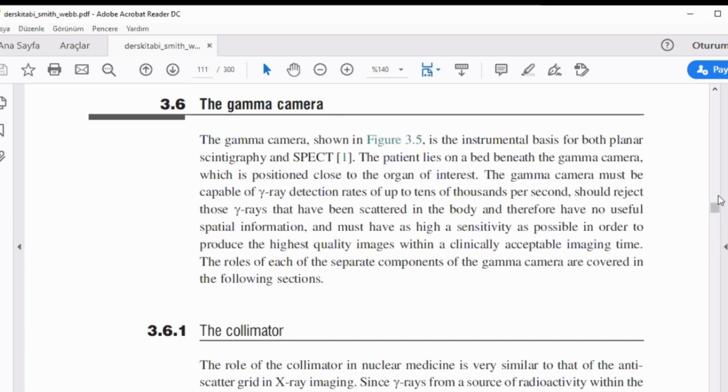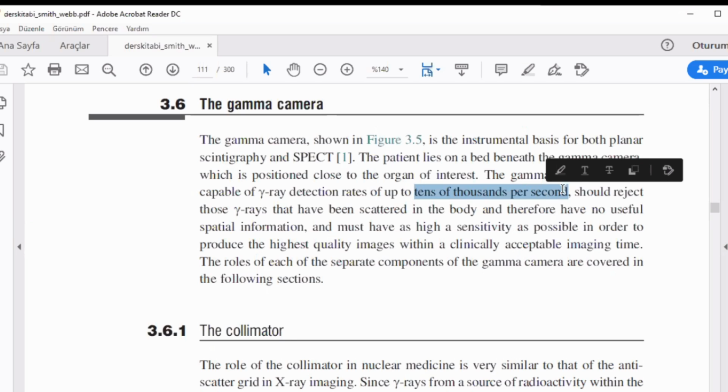Here's our topic of interest, the gamma camera. It's shown in figure 3.5 and is the instrumental basis for both planar scintigraphy and SPECT. The patient lies on a bed, and the camera is positioned close to the organ of interest. The gamma camera must be capable of a gamma ray detection rate of up to tens of thousands per second. So tens of thousands of photons per second should be received, and the associated electronics should be fast enough to count them. Okay, that's the first constraint of it.